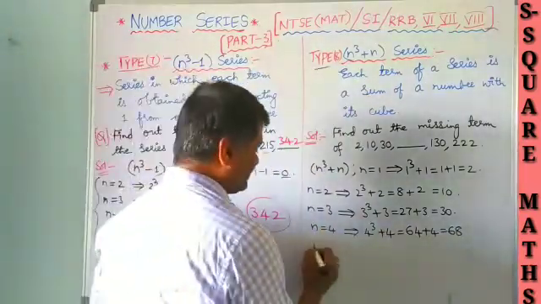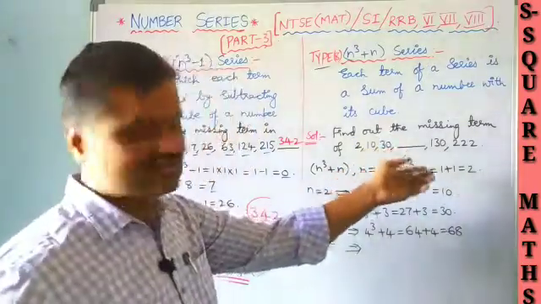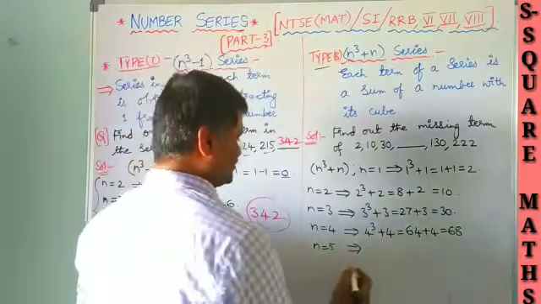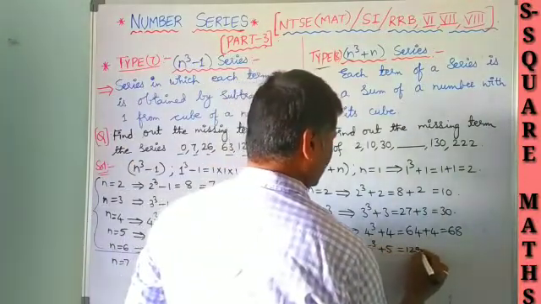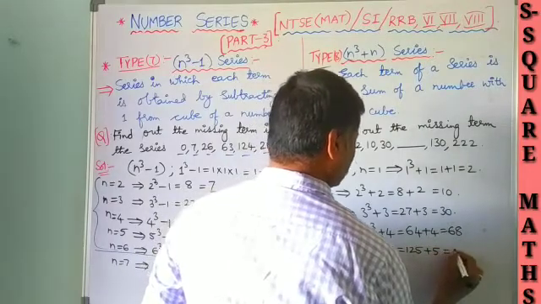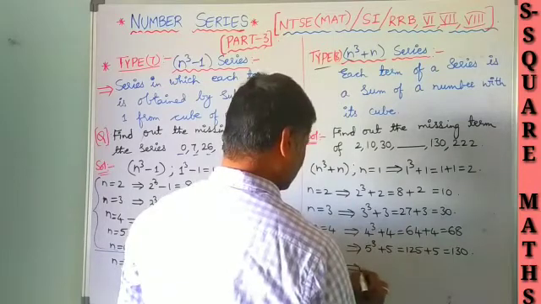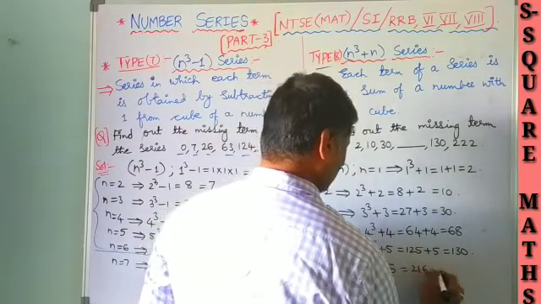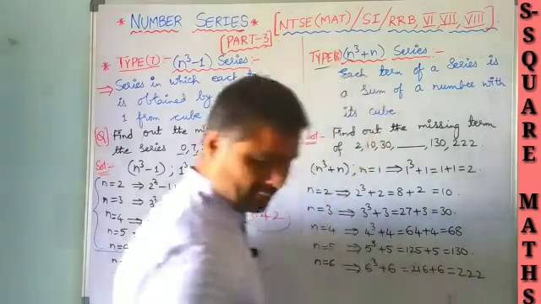Next, coming to n is equal to 5. So don't pick up the answer yet. Since we have 2 more terms, check for those also. So n is equal to 5, 5 cube plus 5, 125 plus 5 is 130. Next, n is equal to 6, 6 cube plus 6, 6 cube is 216 plus 6, nothing but 222.